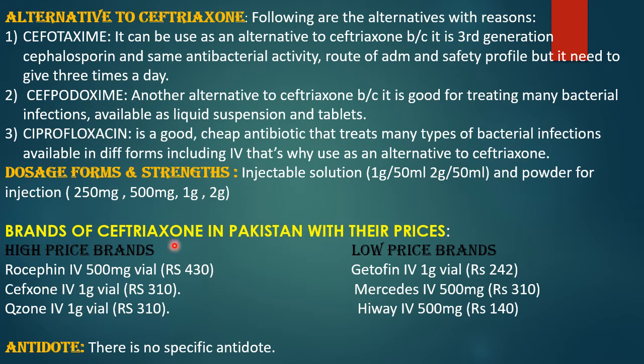Okay, what are the alternatives of ceftriaxone? As we know, ceftriaxone is a third generation cephalosporin, so we also have other alternatives. Cefotaxime can be used as an alternative to ceftriaxone because it is a third generation cephalosporin with the same antibiotic activity, same route of administration, and safety profile, but it needs to be given 3 times a day. Cefixime is another alternative because it is good for treating many bacterial infections, but the plus point is it is available as liquid suspension and tablets. Ciprofloxacin is a good and cheap antibiotic that treats many types of bacterial infection, available in different forms including IV. That's why it is used as an alternative to ceftriaxone.